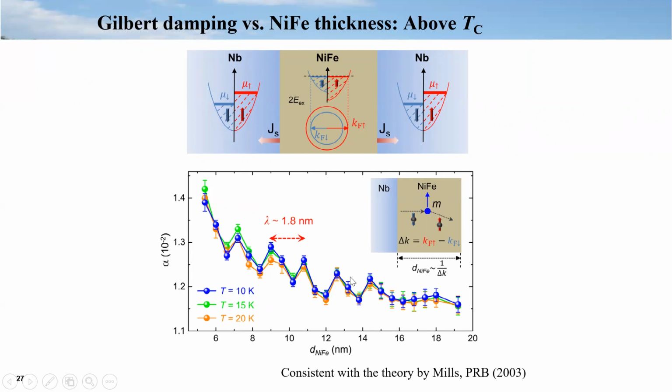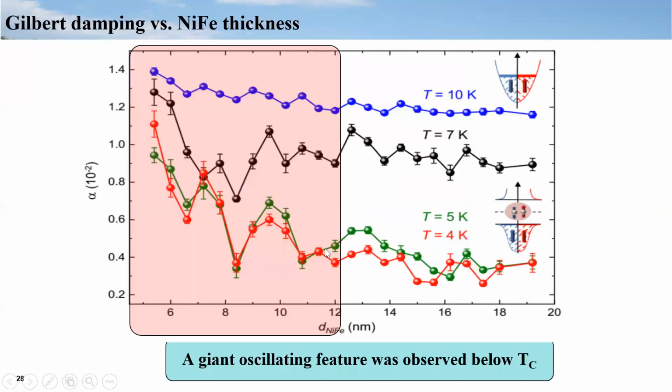This is related to the quantum interference of spin up and spin down electrons in the nickel iron. It is basically a quantum size effect, which has been explained very well in the theory by Mills in 2003. When the temperature is higher, thermal broadening smears this quantum interference. For example, at 50 Kelvin, this oscillation effect is gone. More interestingly, when we cool the temperature down to 4 and 5 Kelvin, this oscillating effect is dramatically enhanced. A much larger effect is observed.